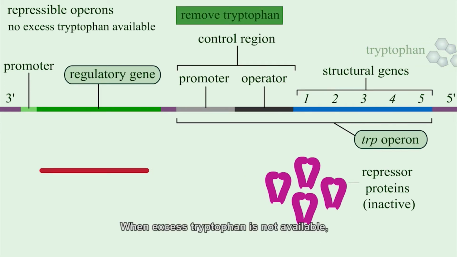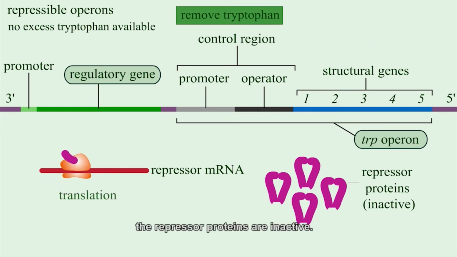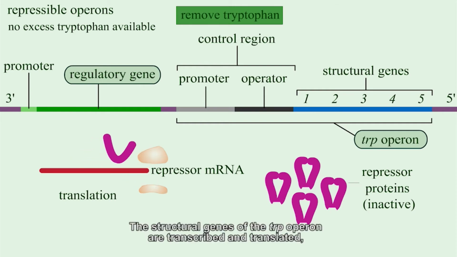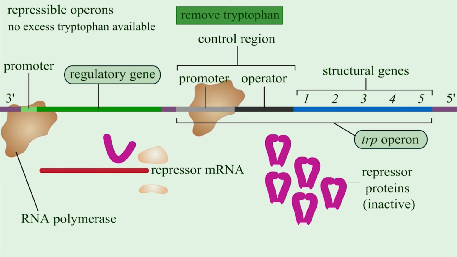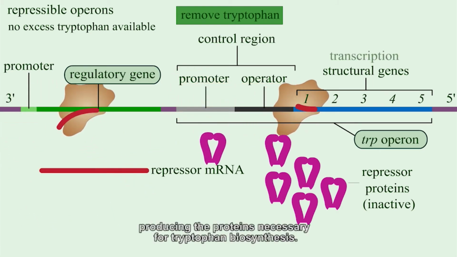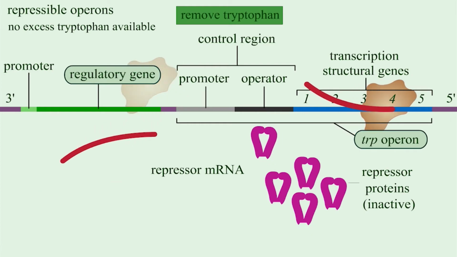When excess tryptophan is not available, the repressor proteins are inactive. The structural genes of the TRP operon are transcribed and translated, producing the proteins necessary for tryptophan biosynthesis.